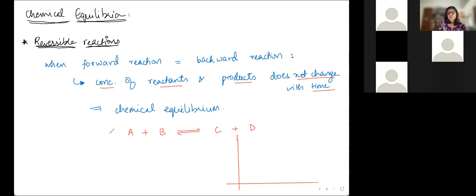So for this reaction to happen, what do you take in a vessel? You take A and B. So A and B are the reactants. At time t equal to 0, we have just taken the reactants in the vessel. If I measure the concentration of reactant at time equal to 0, what will it be?